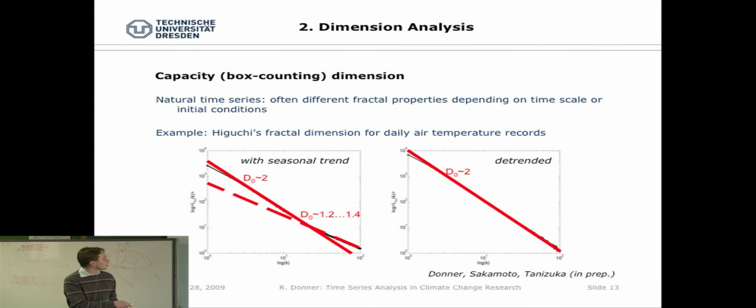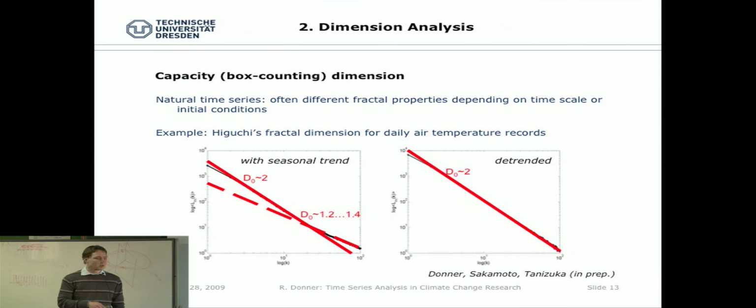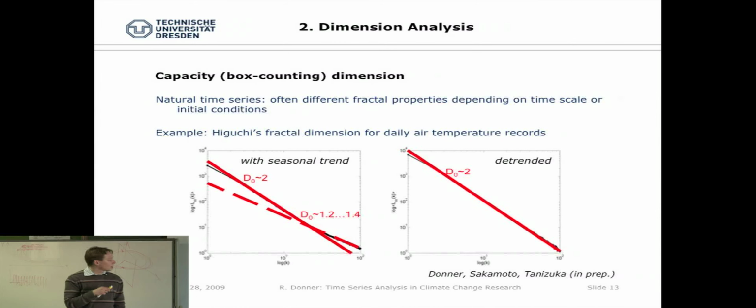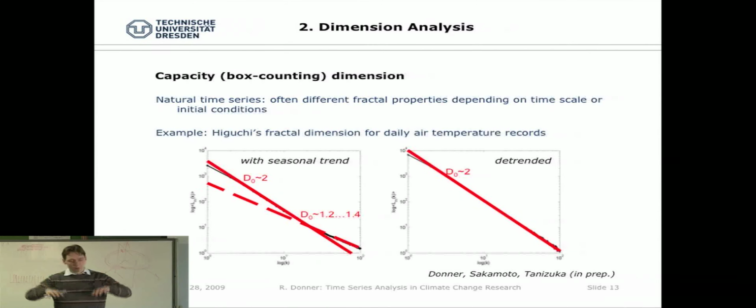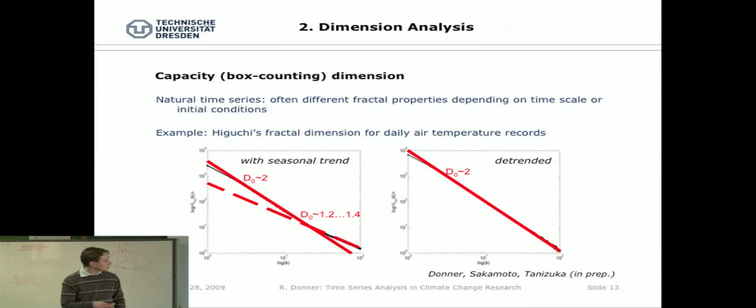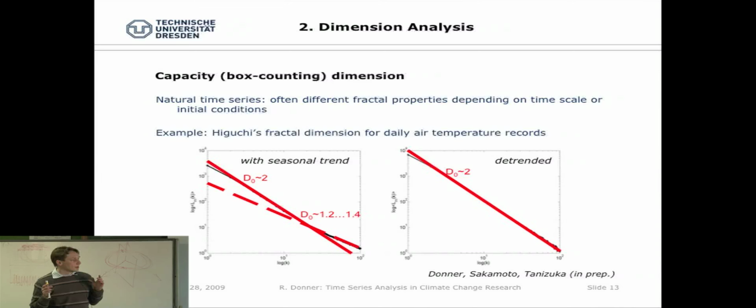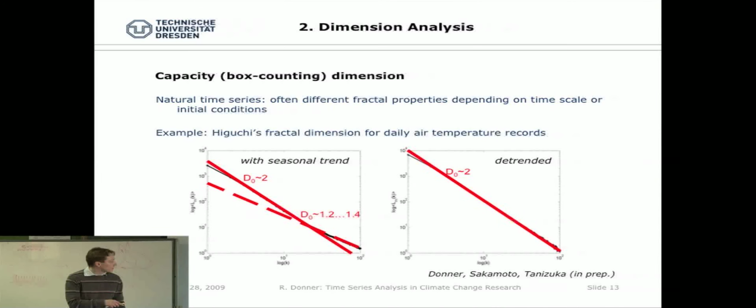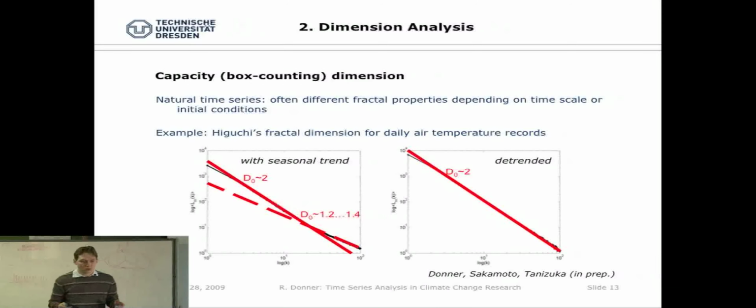Everything below this time scale, which refers to the short-term features, is pretty much the same as for the detrended version, but there is a second scaling region which gives rise to much lower values of this D0 or capacity dimension. This might be some indication also for long-term persistence, but at first hand, it is an indication of the influence of the seasonal trend, which induces something which you would detect as long-term persistence.